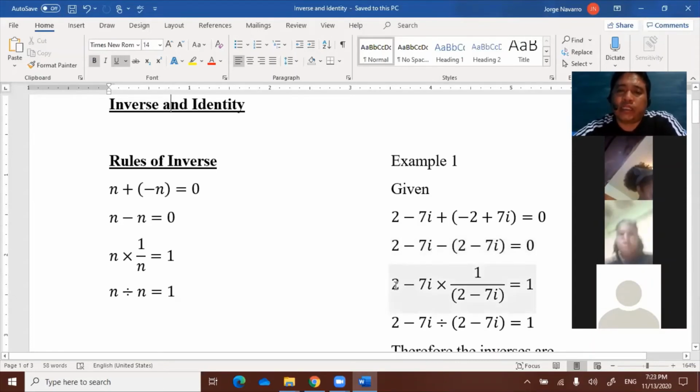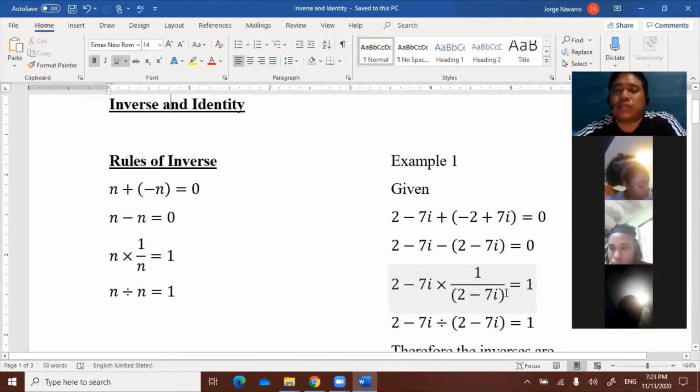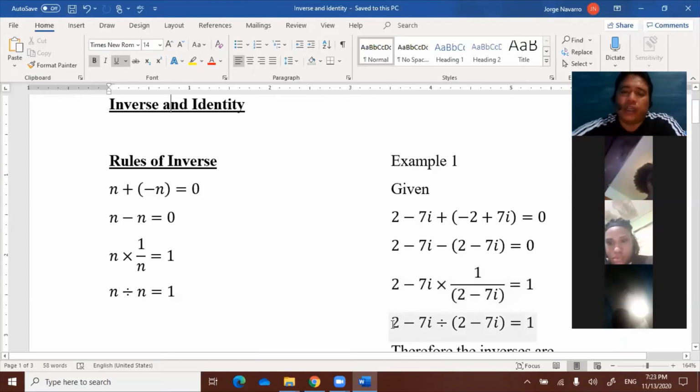The third rule says 2 minus 7i, so that's the number n, times the reciprocal of itself. So 1 over itself. And that itself here is 2 minus 7i, equals 1. Because remember, this whole thing will cancel here and will cancel here. So how many times can 2 minus 7i go into itself? It is 1. So you're just going to get 1 times 1 divided by 1, which is still 1. And of course, it's application of the third law.